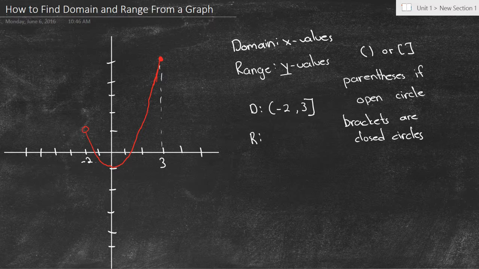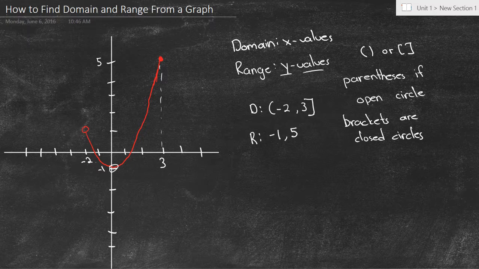Now we're working with y values. Let's find the lowest y value. I see it right here. It seems to be at -1. So we've got -1, and then we've got all the way up. It looks like we're going 1, 2, 3, 4, 5. So 5. Let me label -1. So -1 to 5, and now we need to think, are we going to have closed circles or open circles?